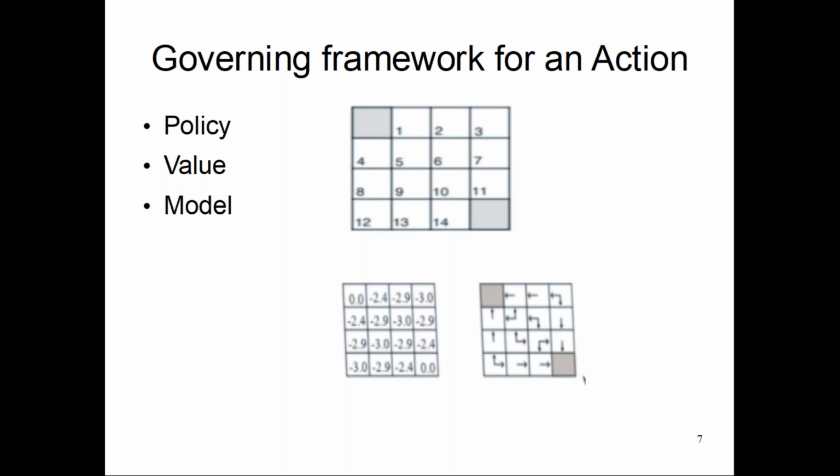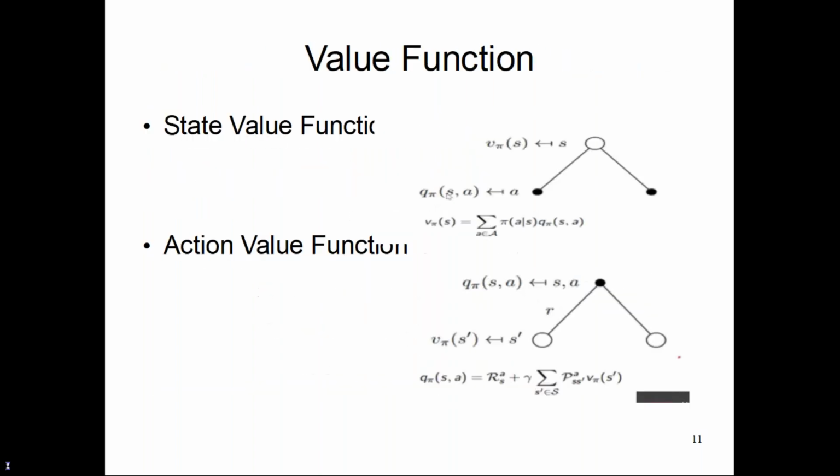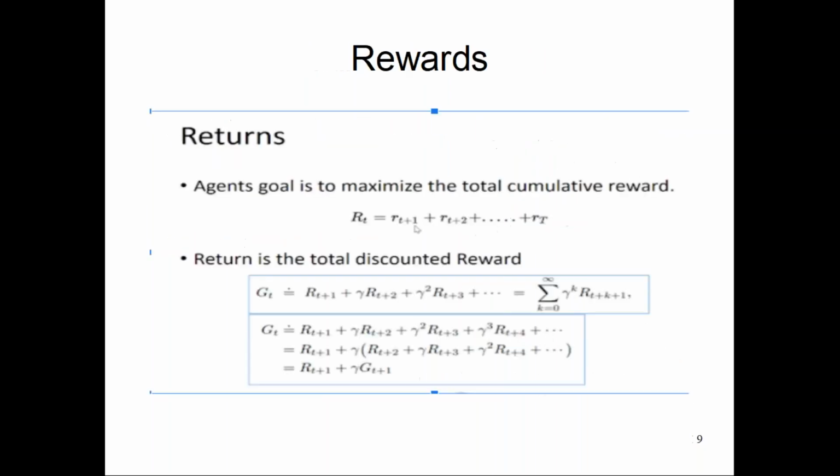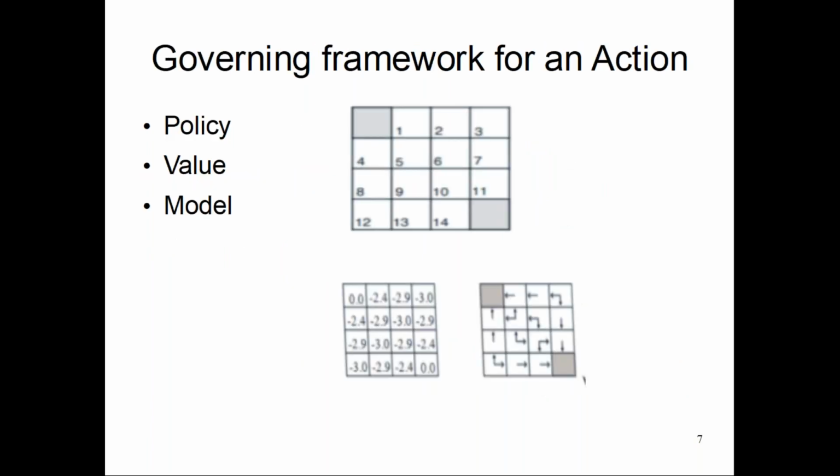So reaching from this starting point to the goal, there are different methods, different pathways you've got. Those different pathways can also be referred to as policy. Here we are trying to find the same policy, but the optimal policy. The optimal policy is obtained by maximizing the rewards. Each state has got certain rewards, some reward value.